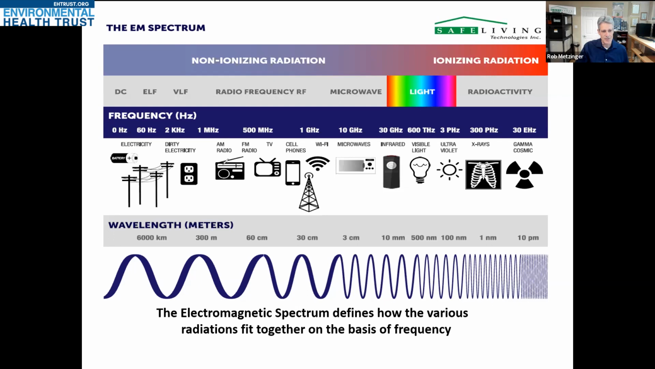We have power line frequencies, we have dirty electricity, then we have AM radio in the kilohertz range, and FM radio in the megahertz range. Then we have our TV and cell phone towers, cell phones, Wi-Fi, microwave ovens as well. And then we get into infrared and visible light, and then radioactivity here. So we know this section over here is bad because it's ionizing radiation. There's studies, and we're all familiar with that. It causes cancer, most definitely.